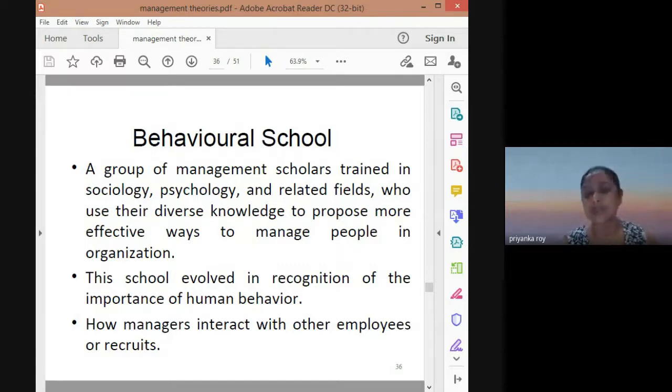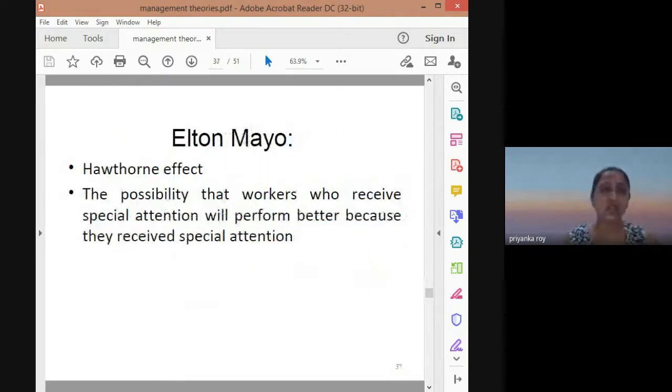How managers interact with other employees or recruits. Like Elton Mayo, the Hawthorne effect: workers who receive special attention will perform better. This humanistic human relations theory was developed by Elton Mayo, who conducted experiments designed to improve productivity that laid the foundation of the human relations movement.